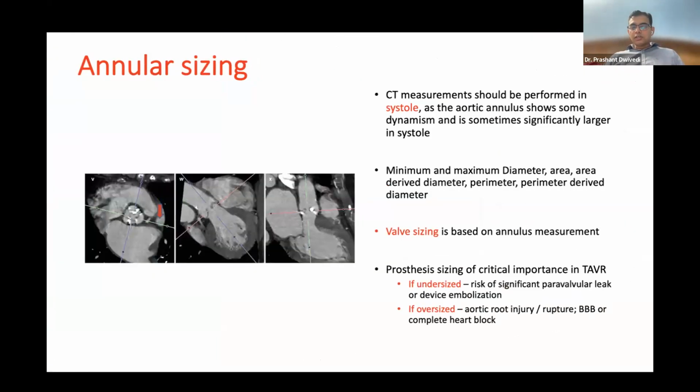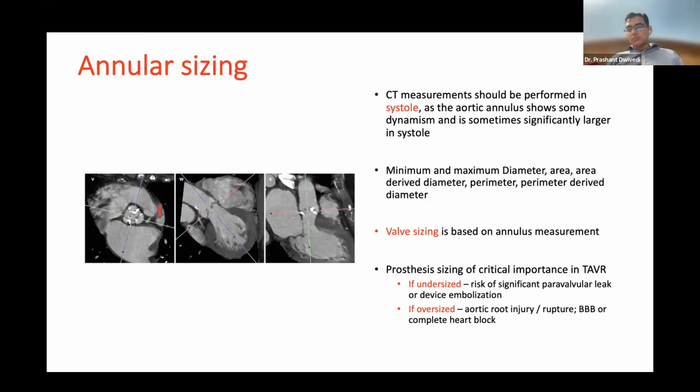So how to select? What we need to do is we have to decide the annulus in the systole, because in the RR 30 to 40% of the cardiac cycle, we will get the maximum size of the aortic annulus. So that's why we want to take the aortic annulus which is maximum, because if we undersize, there is a chance the patient may develop valve embolization at the time of procedure.